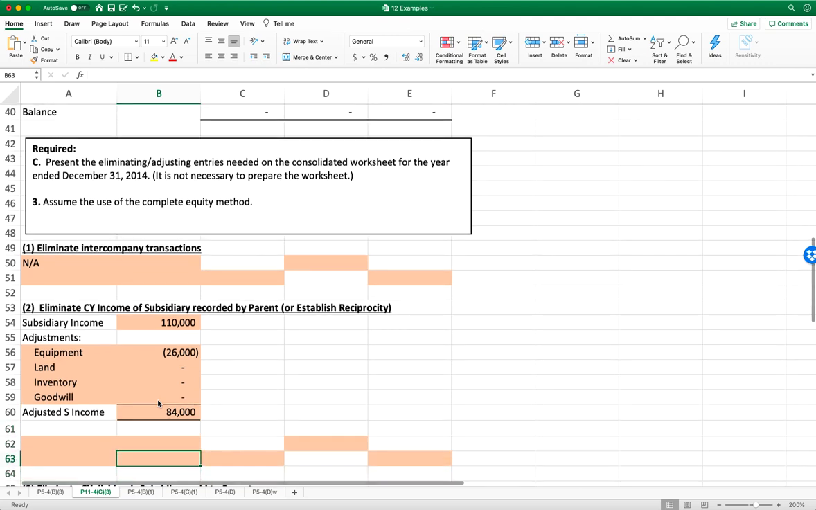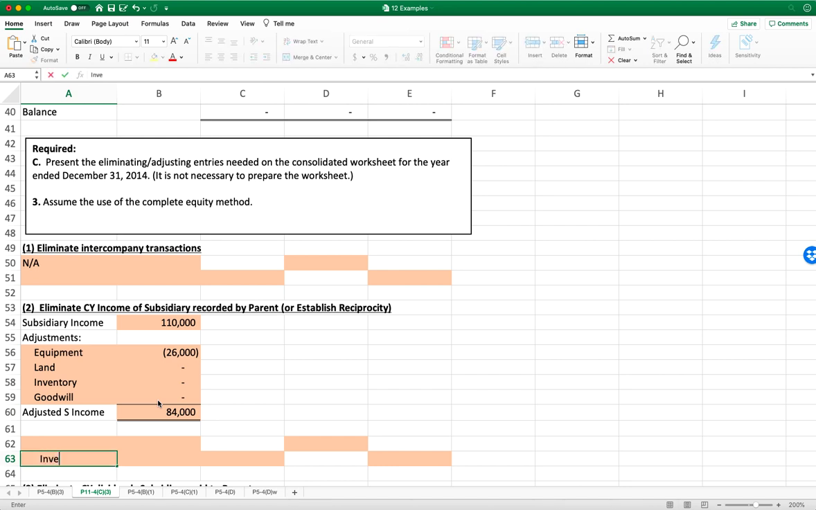So during the year, we would have increased our investment in S by our share of this. So instead, in our eliminating entry, we are going to decrease our investment in S because we are undoing what was done there. And we would have recorded investment income. So we are going to decrease our investment income or equity in S income by the same amount. And again, that's going to be our adjusted income times our ownership percentage of 80%.